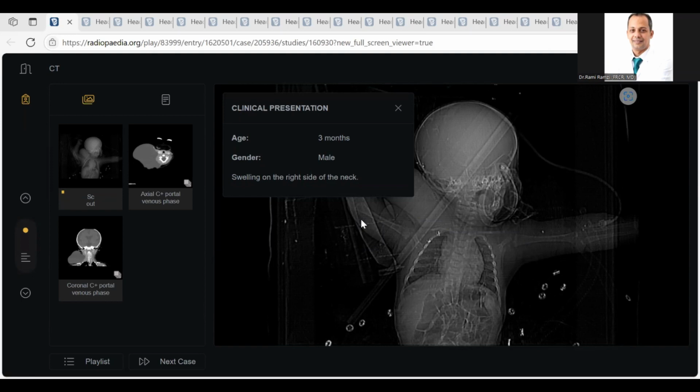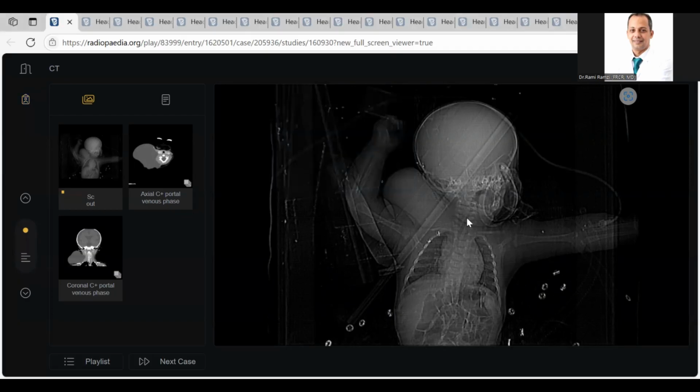A 3-month-old baby male. The mother is complaining of neck swelling. Go on. Okay. This is a plain film frontal chest and abdominal radiograph of a 3-month-old child presented with neck swelling. I can appreciate a large soft tissue swelling around the right side of the neck. I cannot appreciate any septations or any calcifications within this large soft tissue lesion.